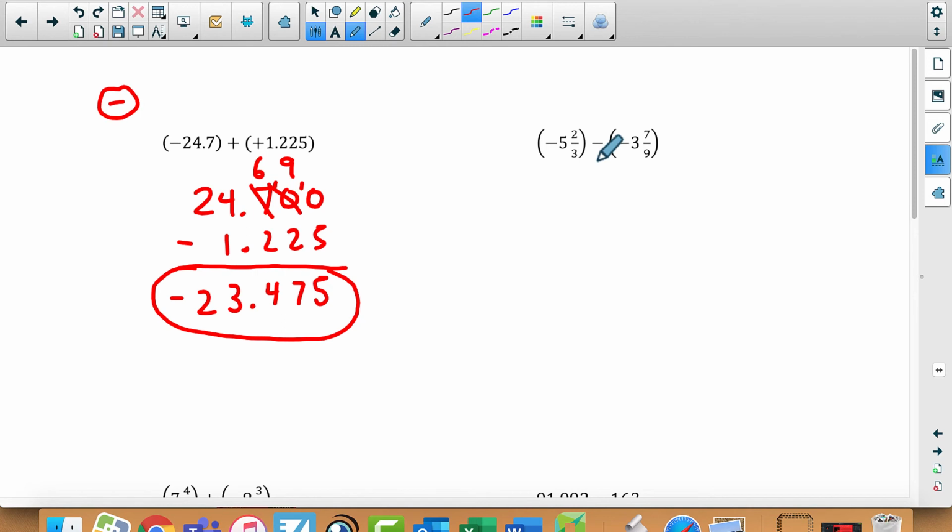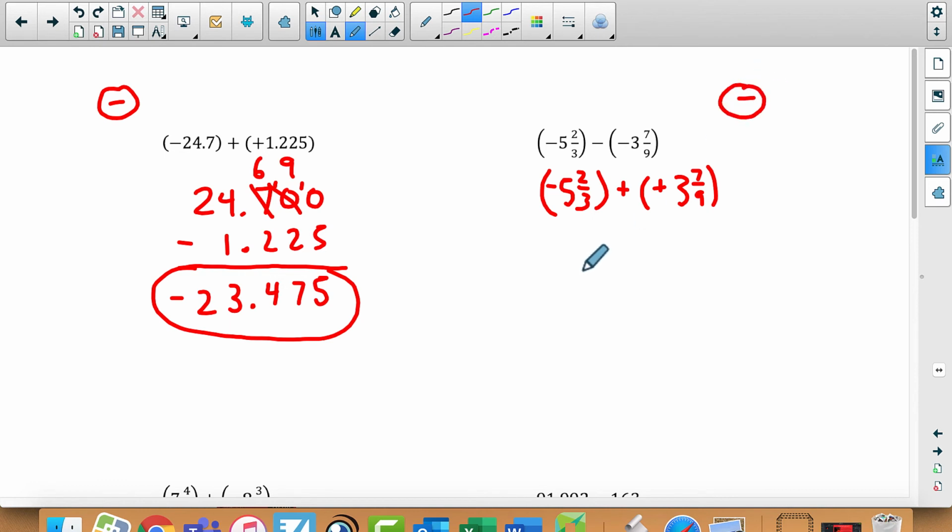Okay, here's a subtraction question. We don't want to subtract. Keep the first one the same, change your subtraction into an addition, and the opposite of this is positive 3 7/9. So what do you have more of, negatives or positives? Well, you got 5 negatives and more, and you got 3 positives and more. 5's bigger, you have more negatives. We know our answer is going to be negative.